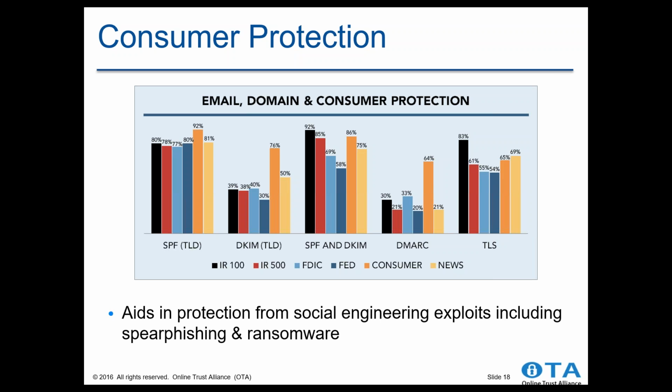DMARC is still down in the 20s and 30s for most sectors. Consumer is leading by far there, almost double any other sector. So we need to see that come up, because once SPF and DKIM are in place, DMARC can then add some added power to that, giving receivers the ability to make the decisions and provide the feedback reports, as I mentioned. And then TLS, that's where it's encrypted between servers.